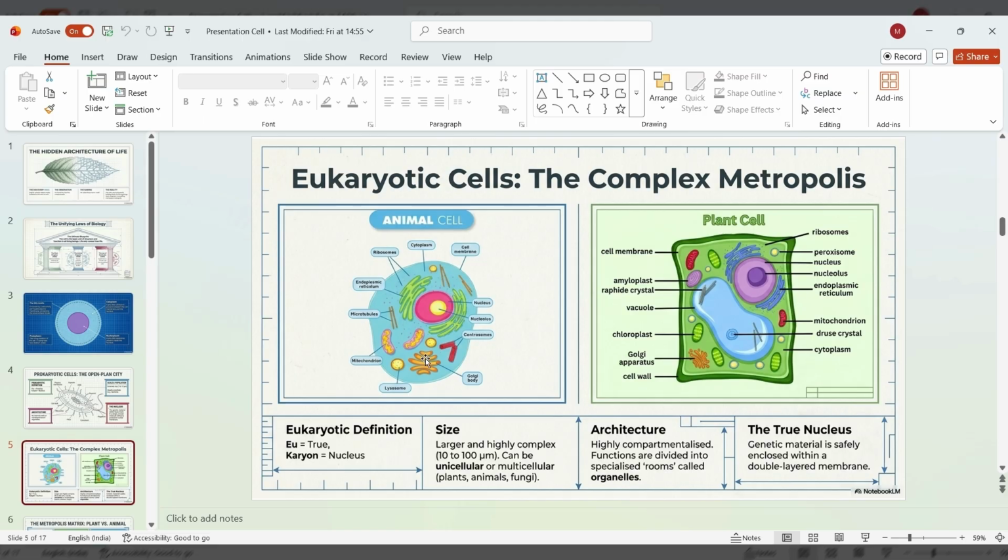Animal cells do not need to store the food. Why? Because animals are mobile. They have mobility, they have the feature of locomotion. They can go here and there in search of the food, but plants cannot go here and there in search of the food. They have limited time for the production of food.